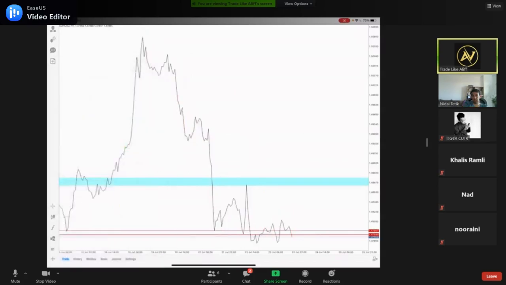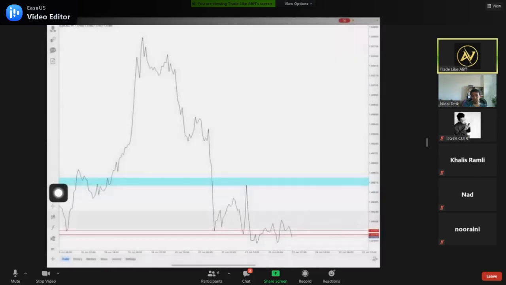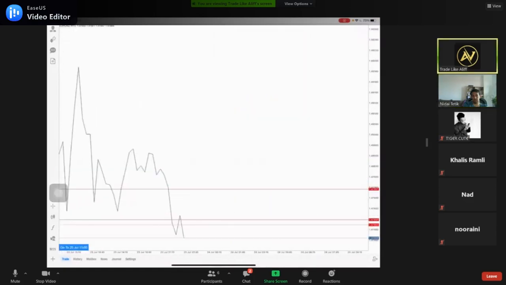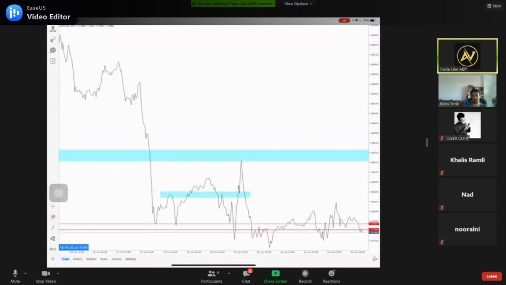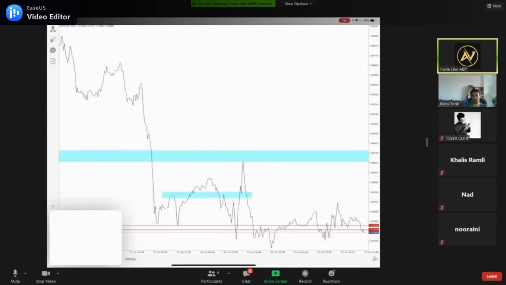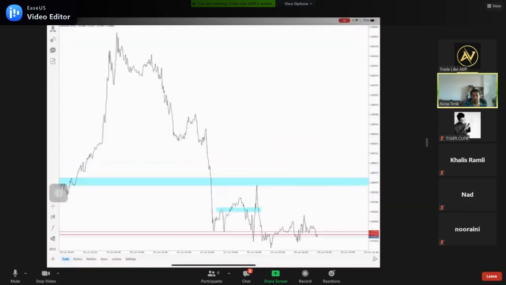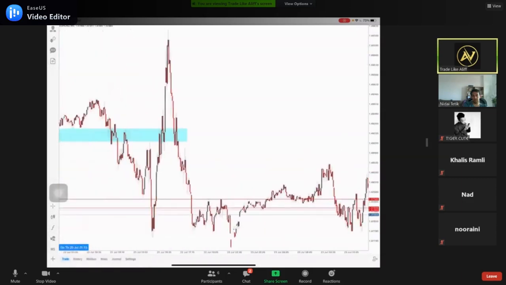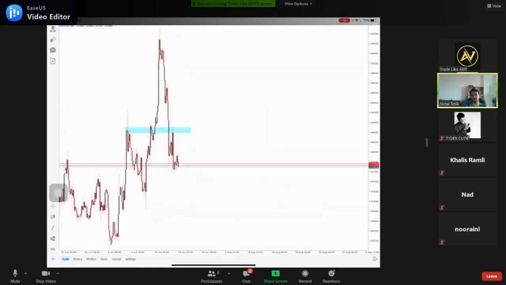Price came in, breakout. Go to M5, go to M15, then you have one break movement. You just wait for the price to come back here, an entry. You get 100 pips, baby. Right? You get simple 100 pips.